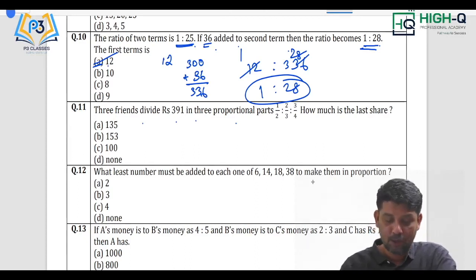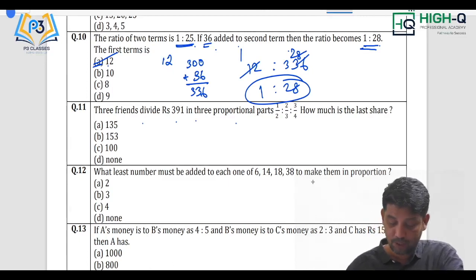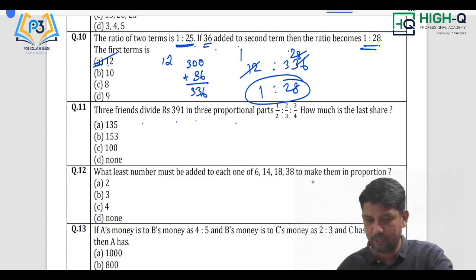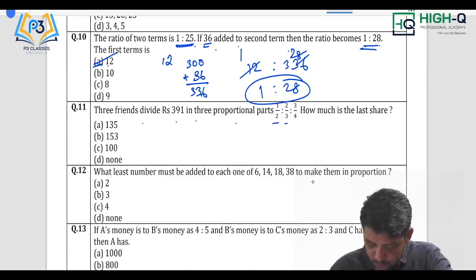Okay. Now listen here, my dear. It's a very simple sum, but I was telling you to apply the trial and error method. Sorry, actual method will be fine. 1 by 2 is to 2 by 3 is to 3 by 4. But I'm going to use a trick. How to use the trick? I'll tell you. What is LCM of 2, 3 and 4?